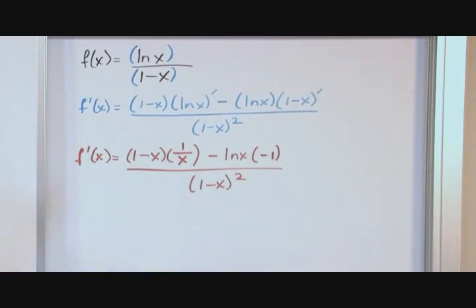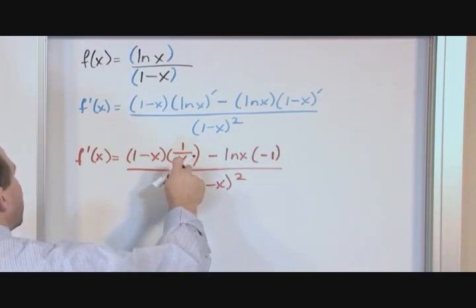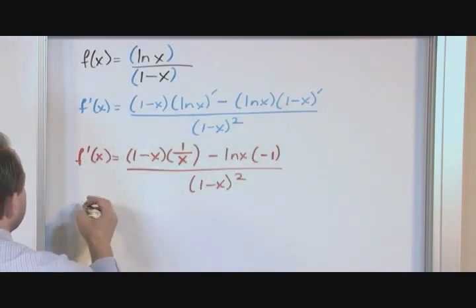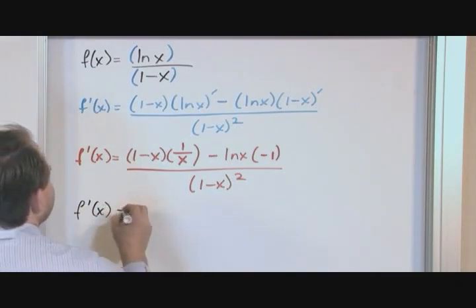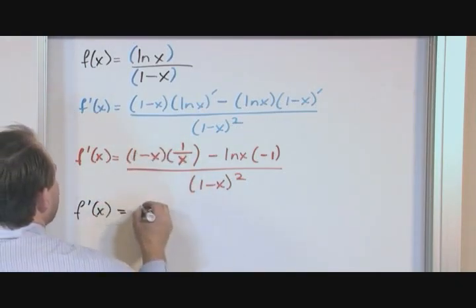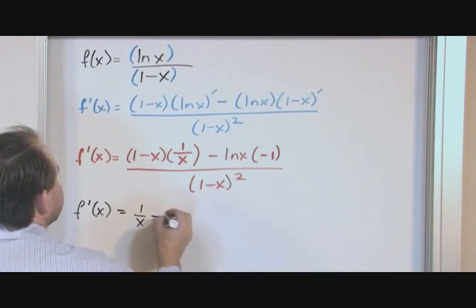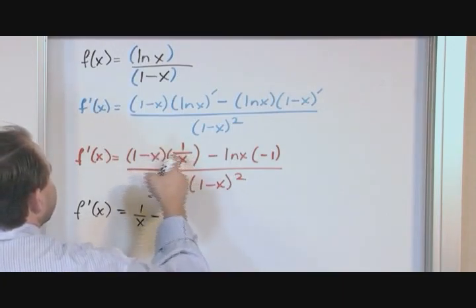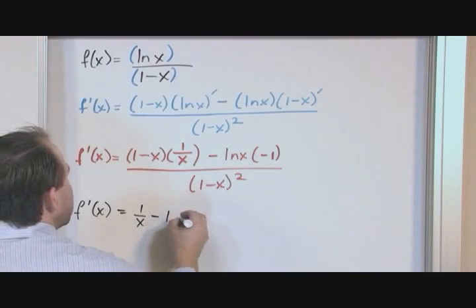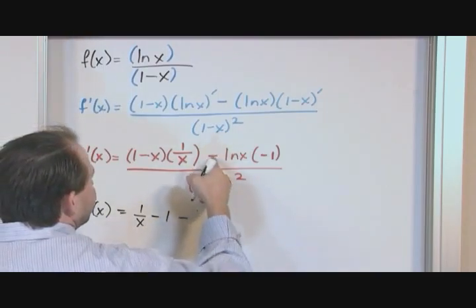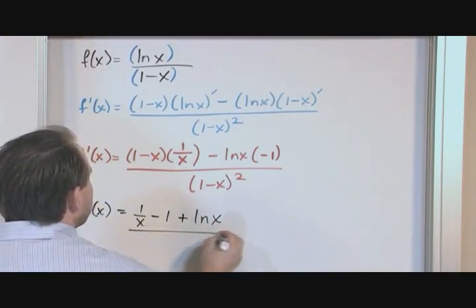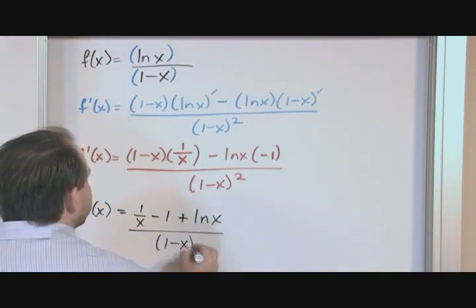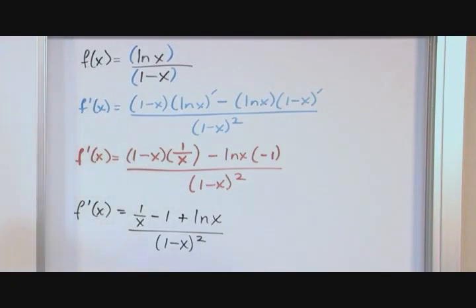Okay? So what we're going to do next is distribute this 1 over x in, because this is really the answer, but let's try to simplify it a little bit better if we can. So the next thing we're going to do is multiply this in. So we'll have 1 over x minus 1, because the x's will cancel. Minus, well actually plus, because negative times negative is positive, natural log of x, over the bottom, 1 minus x squared. Now this really is the answer.